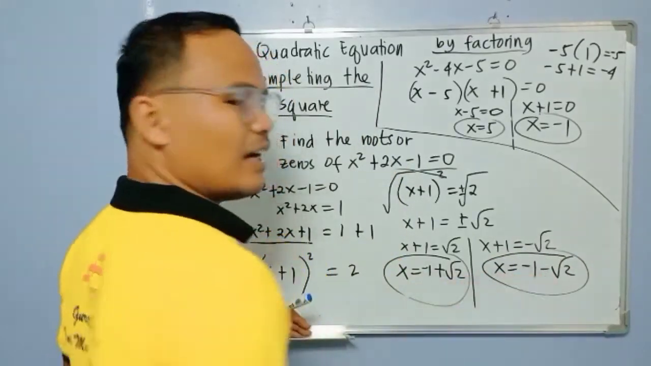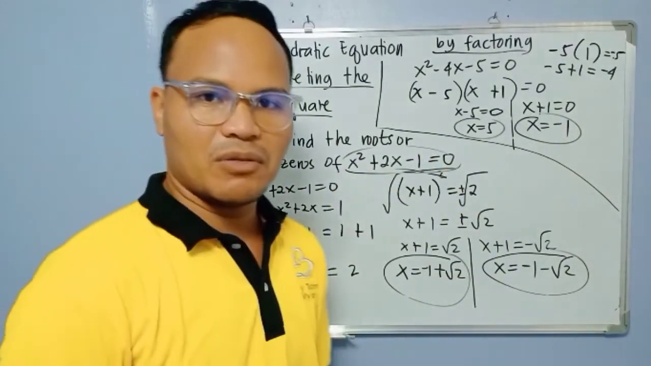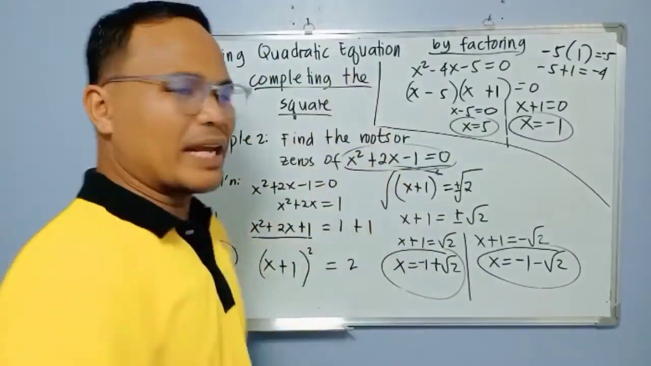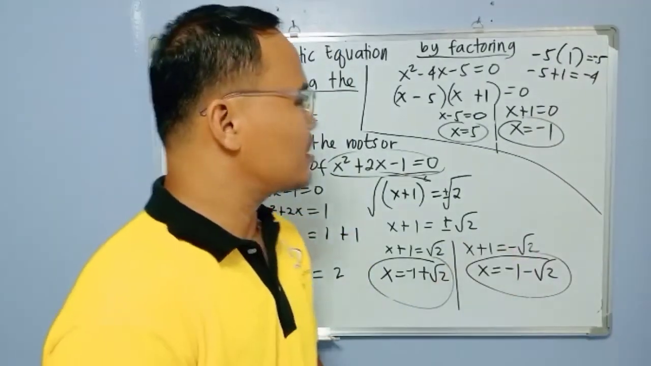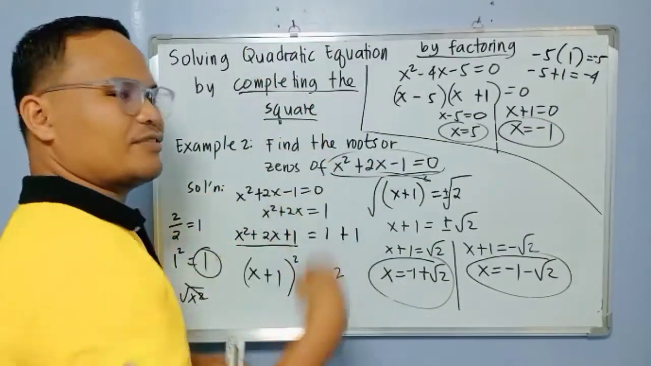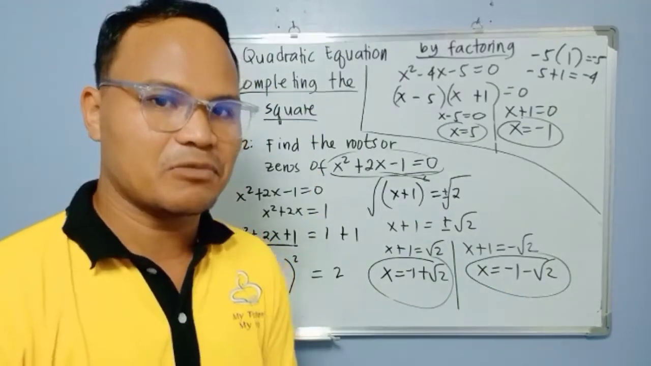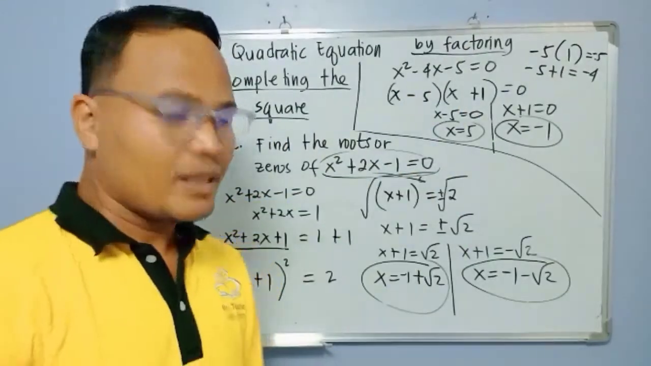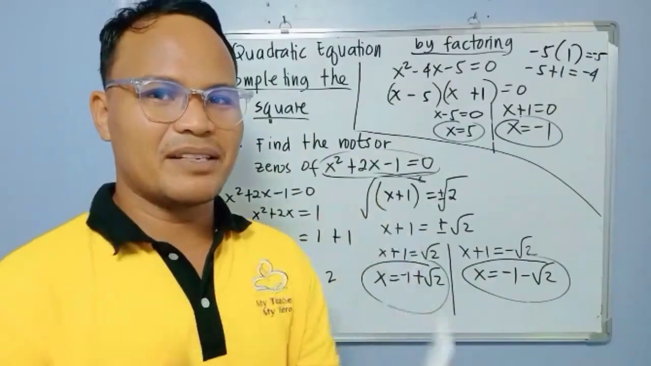These are now the values of x, or the roots or zeros of x squared plus 2x minus 1 equals 0. So that's it. That is the importance of knowing how to solve quadratic equations by completing the square, because not all equations can be factored. All quadratic equations can be solved by completing the square. If the equation is factorable, then I'm going to use factoring. If the equation is not factorable, then completing the square is the best solution.